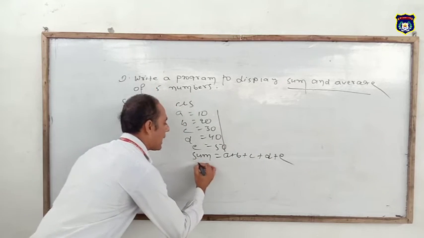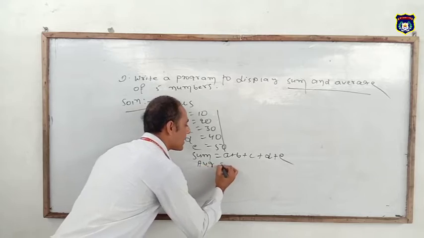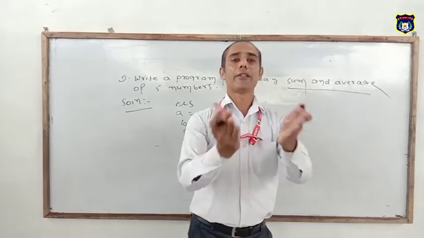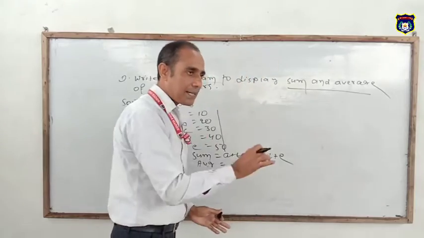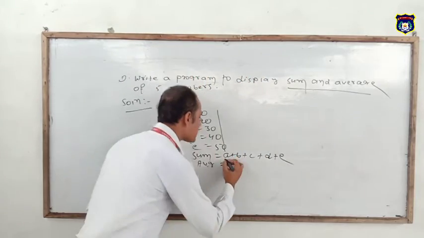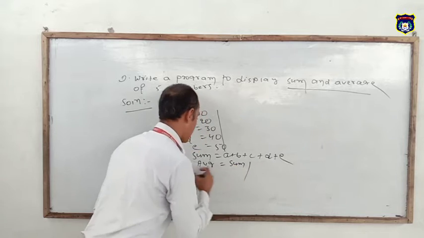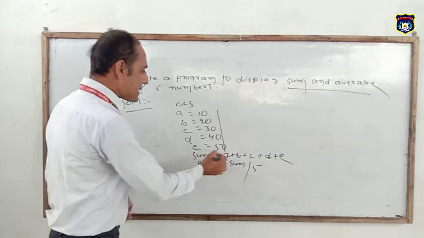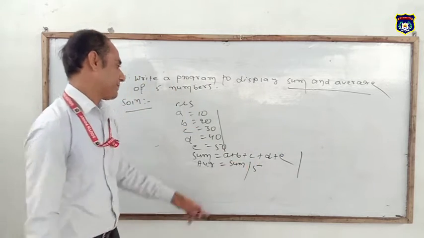And average. How can you find the average? First of all, we need to know what average is. Average means the sum of all the values divided by the number of values. That means sum divided by how much? 5 values, then 5. So this is called the calculation statement.